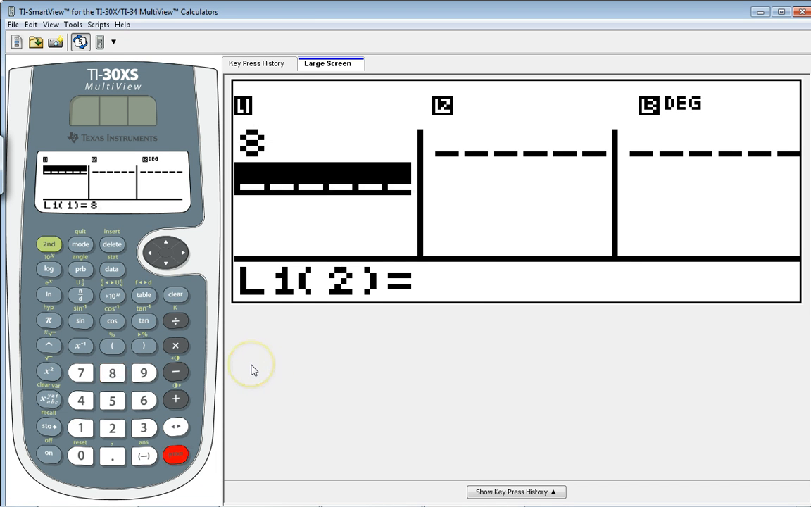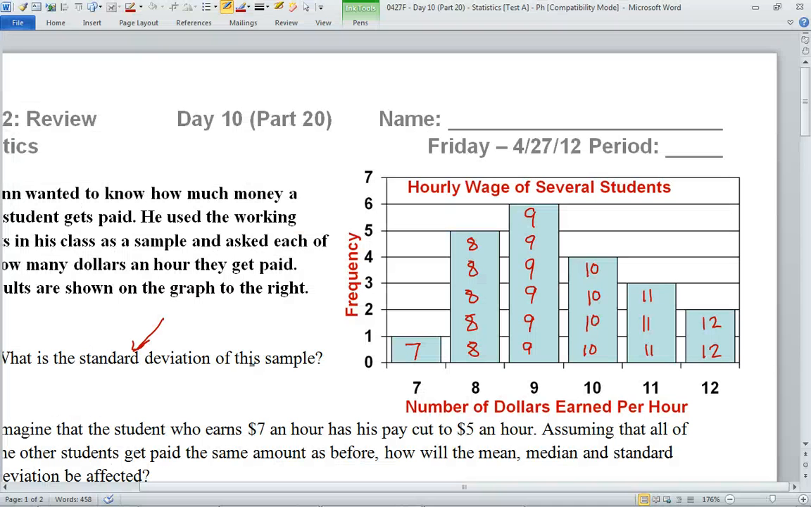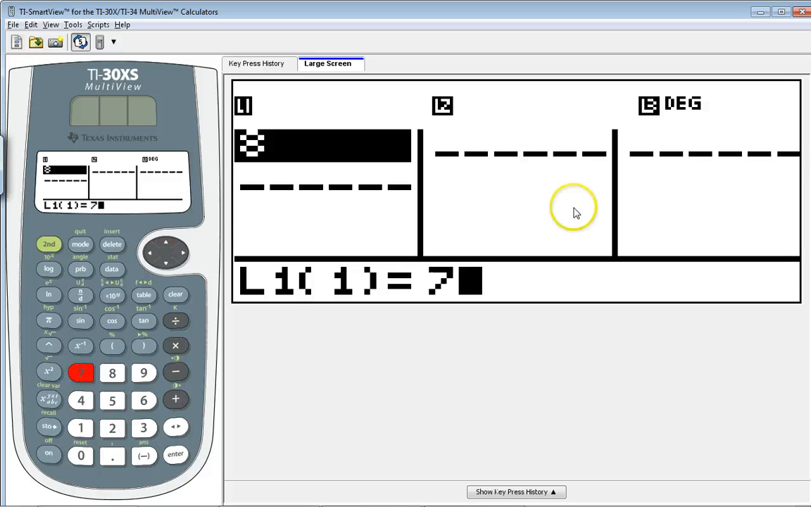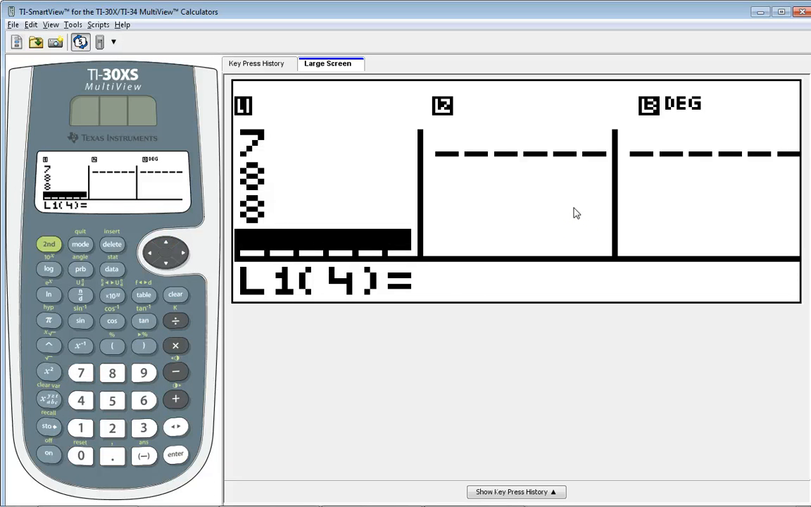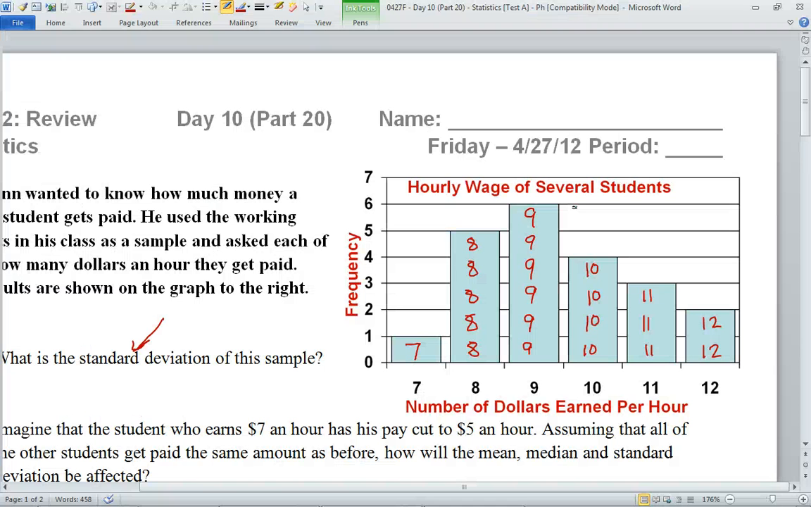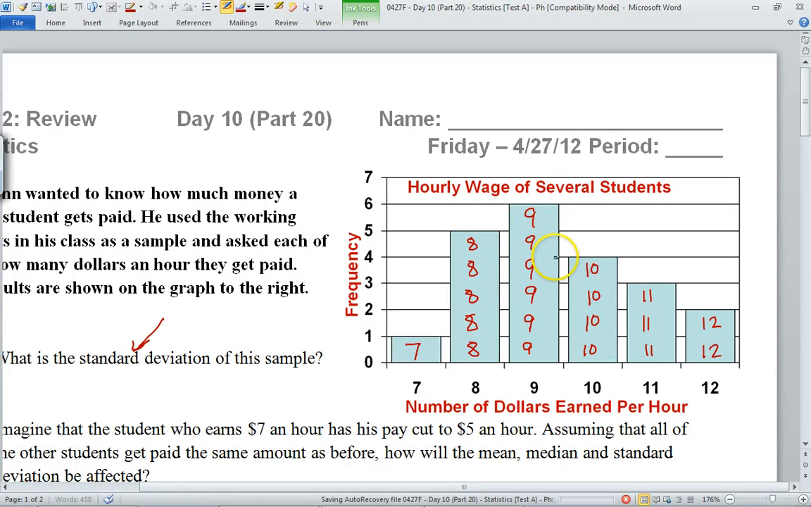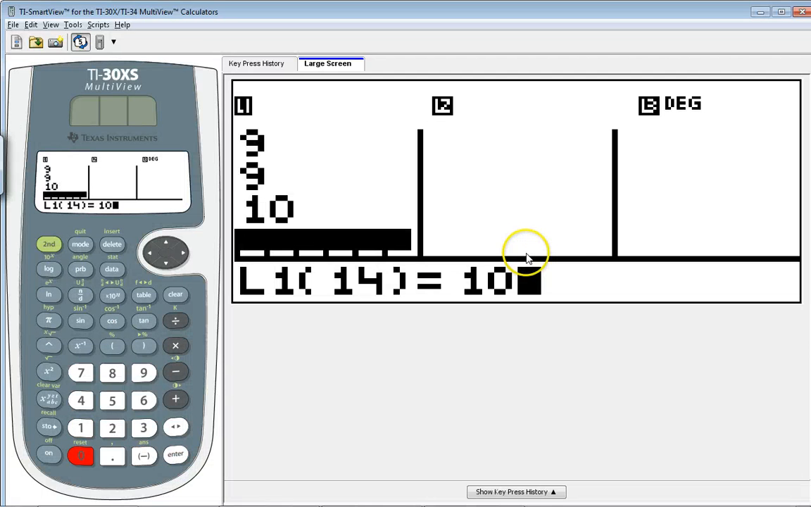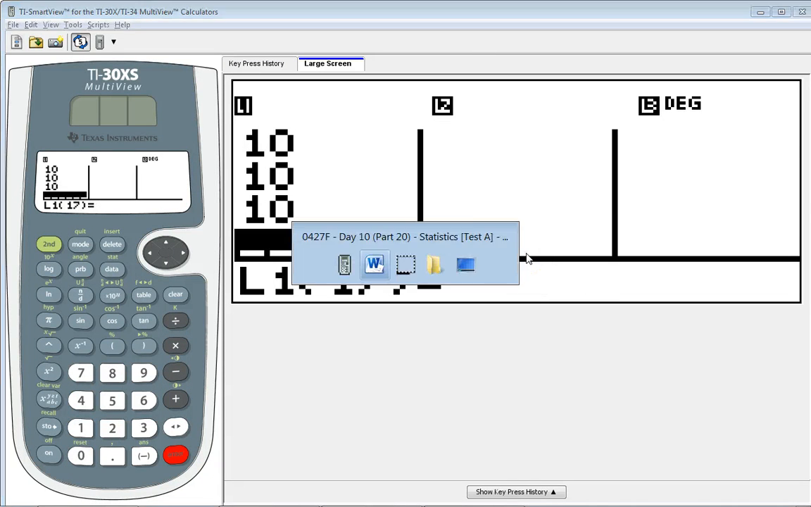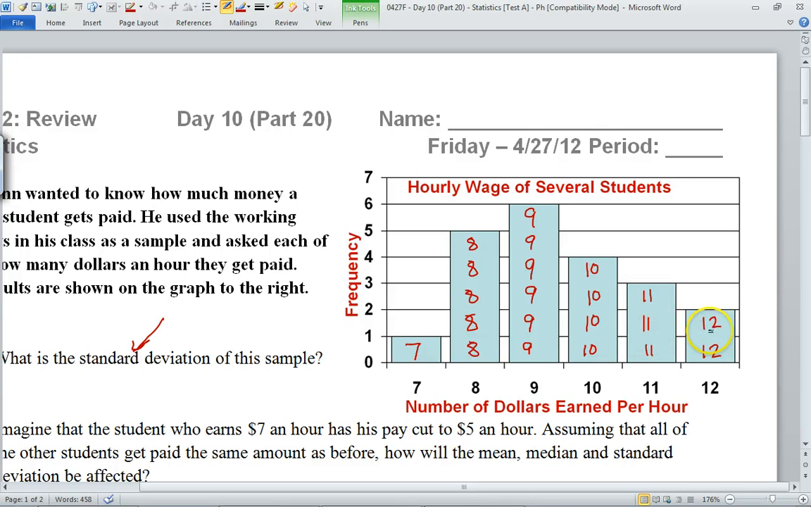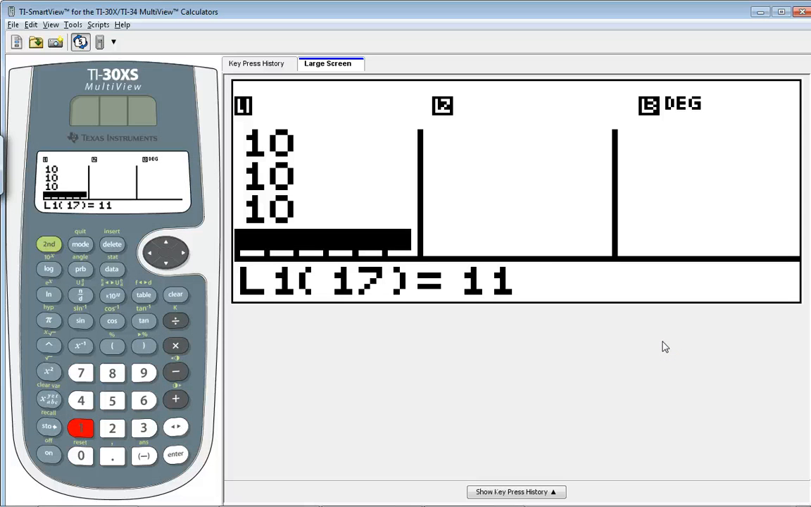So there was 1 7, and then 5 8s. So 1, 2, 3, 4, 5. And then there were 6 9s. 1, 2, 3, 4, 5, 6. And then there were 4 10s. 1, 2, 3, 4. And then there were 3 11s and 2 12s. 11, 11, 12, 12. Okay, so now I have all the data typed in.